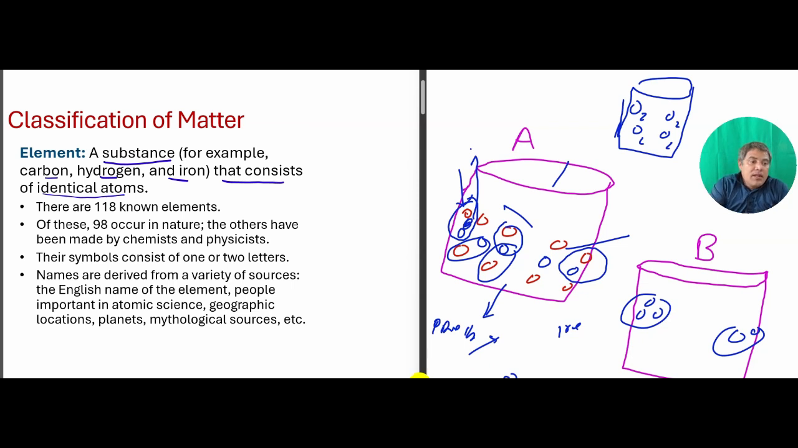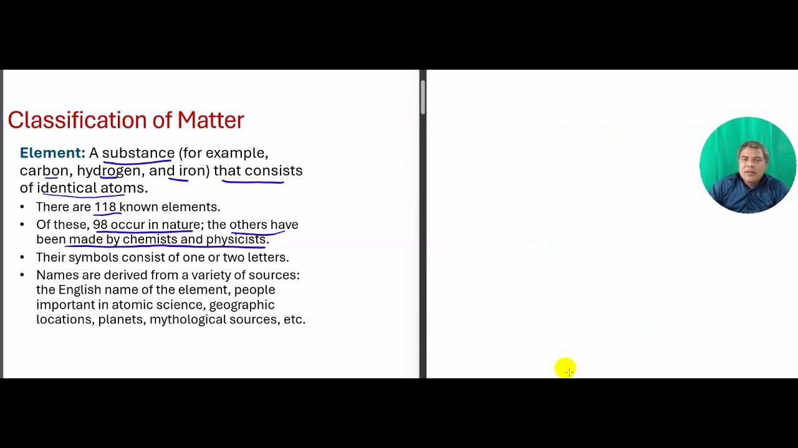So how many elements are there? There are 118 known elements. Of these, 98 occur in nature, and the others have been made by chemists and physicists. In nature you have 98 elements, and the remaining elements are made by scientists. Look at that, how tremendous the work is, right? Human beings can make elements. It's very interesting, right?